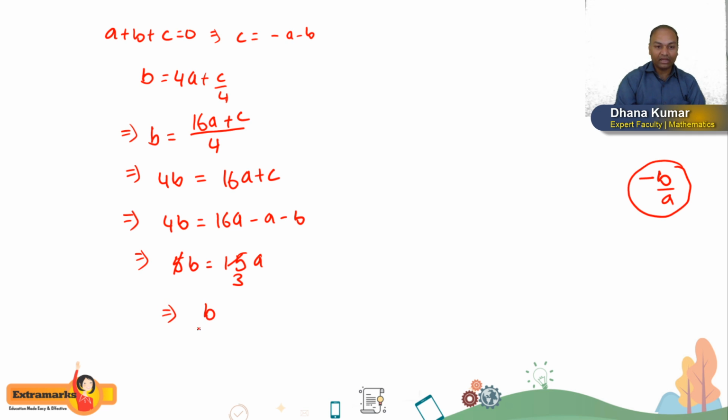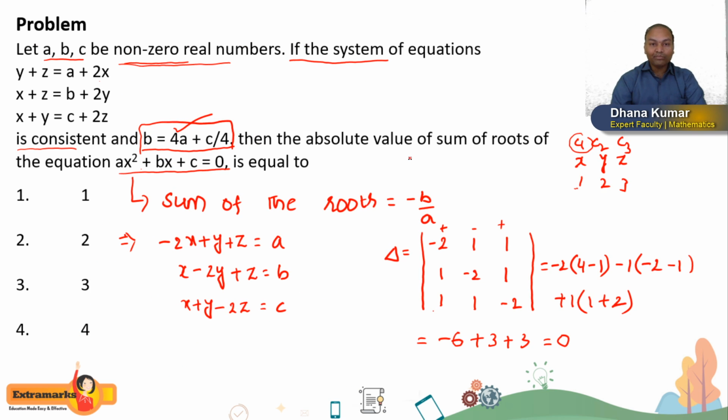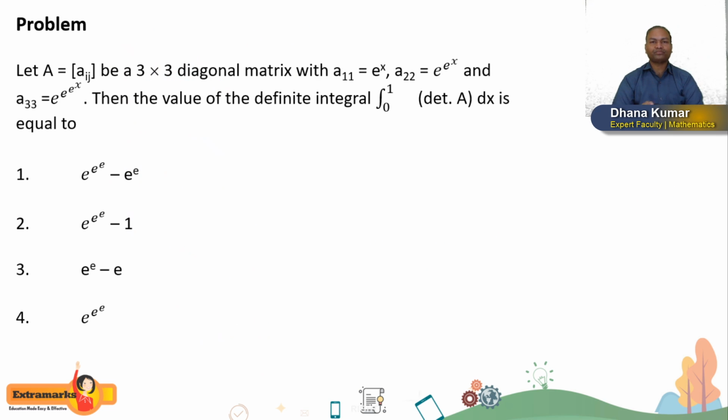b by a is equal to what? 3. Therefore, sum of the roots is equal to the formula minus b by a, so minus 3. But actually we calculate what? Absolute value, means take modulus. Modulus of minus 3 is what? Plus 3. So the third option is correct. Understood? Simple question only. But here in this question the consistent concept along with quadratic equations is also involved. Clear? Right. Let us come to the next question.